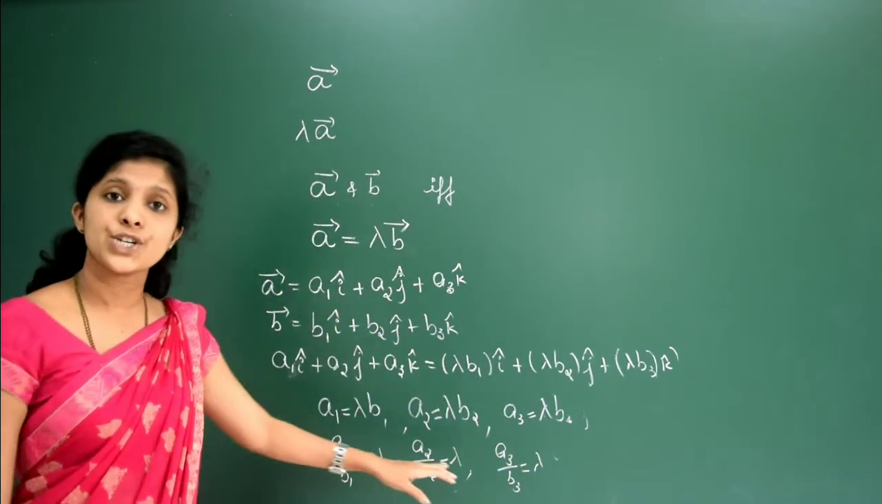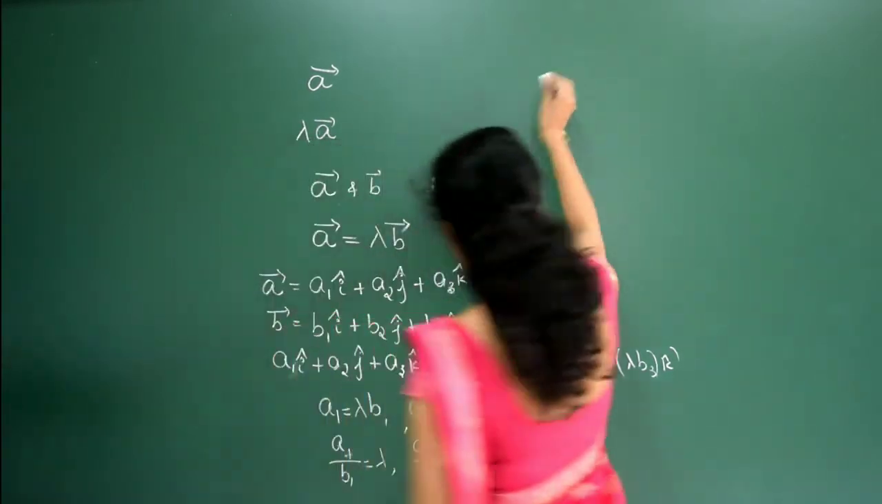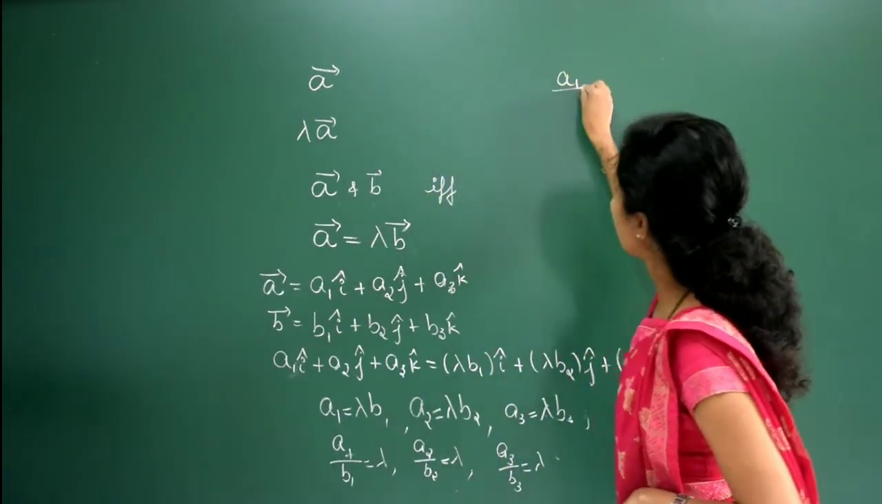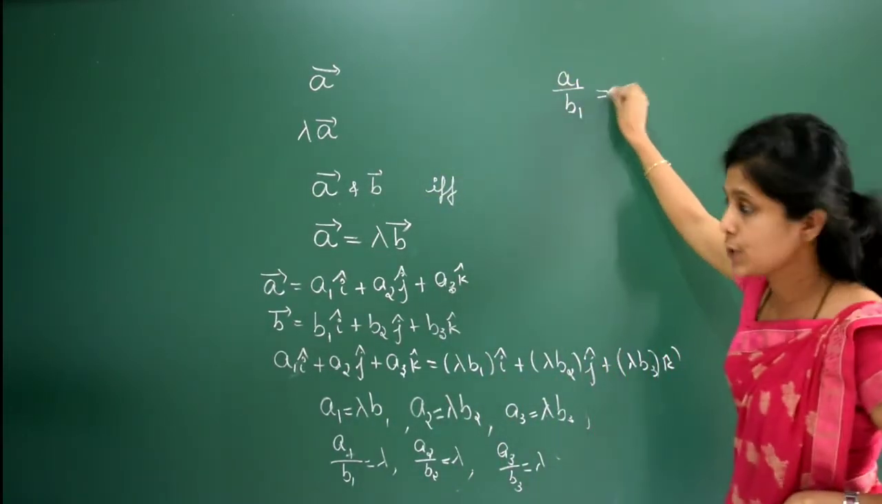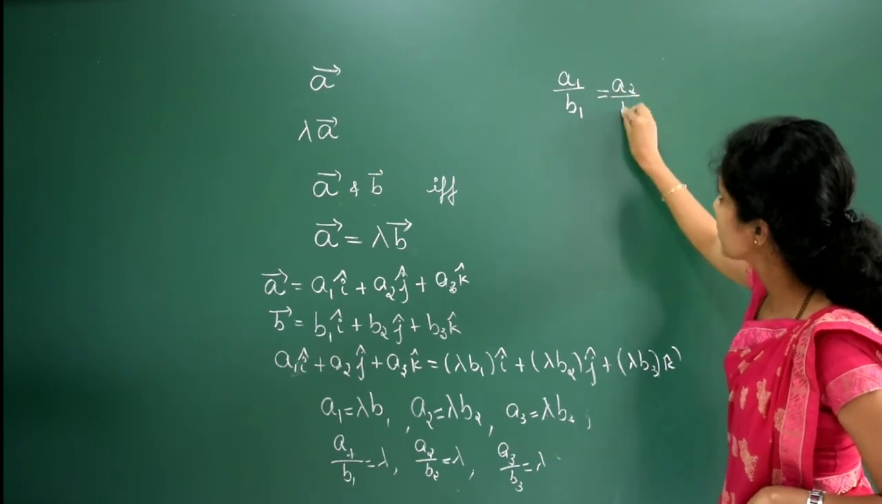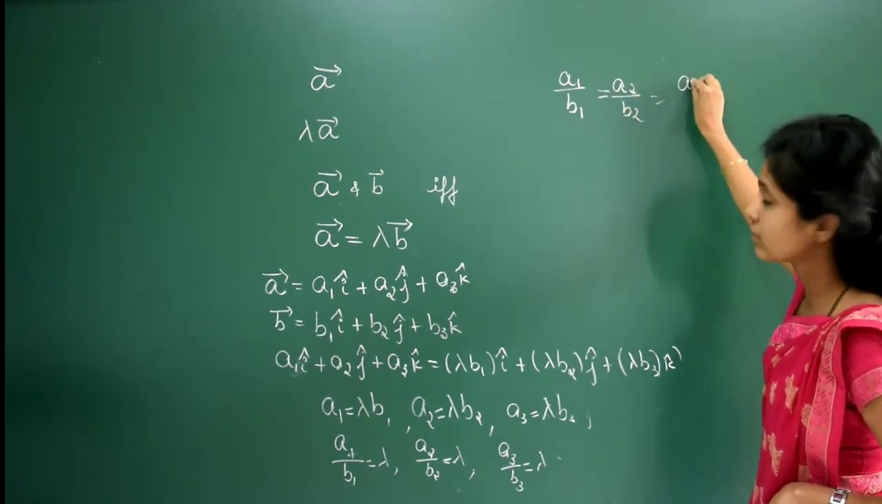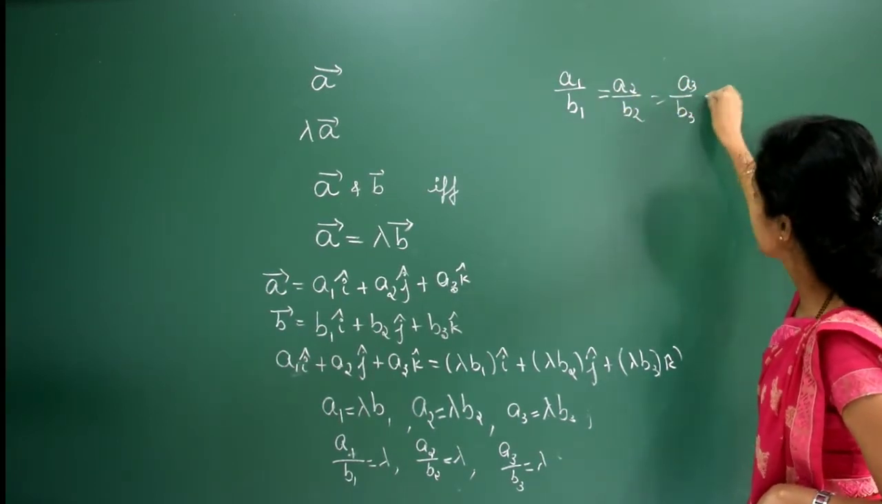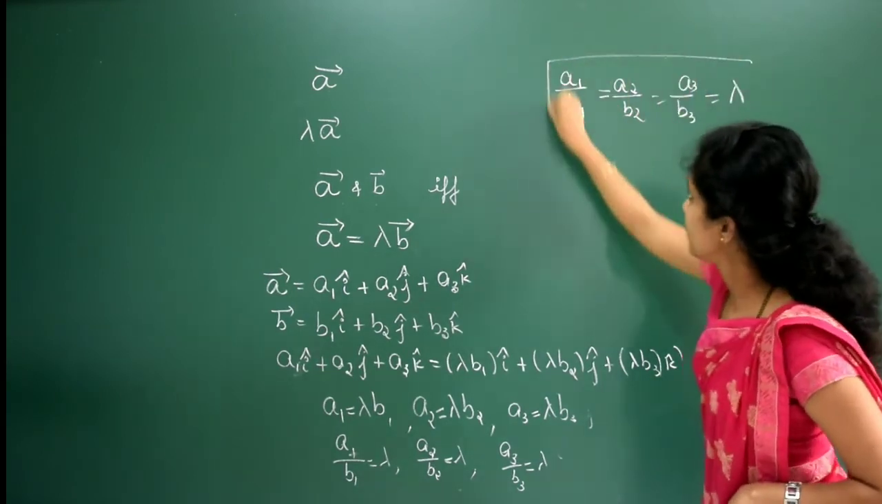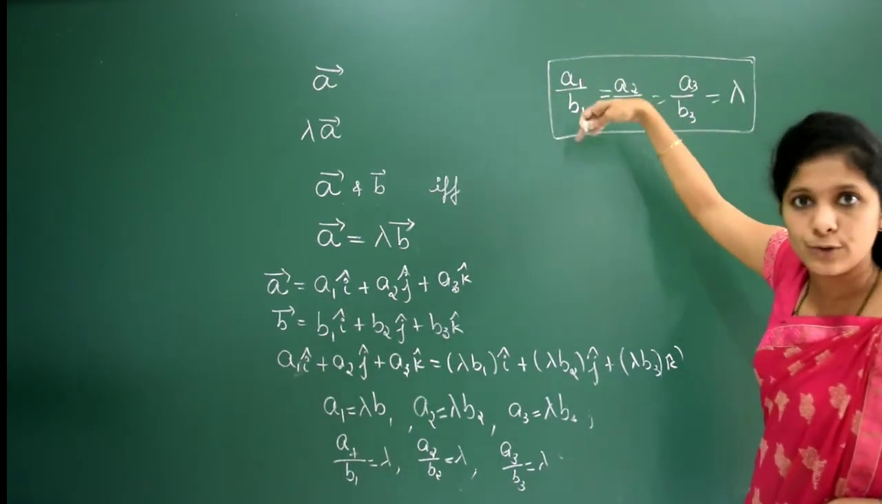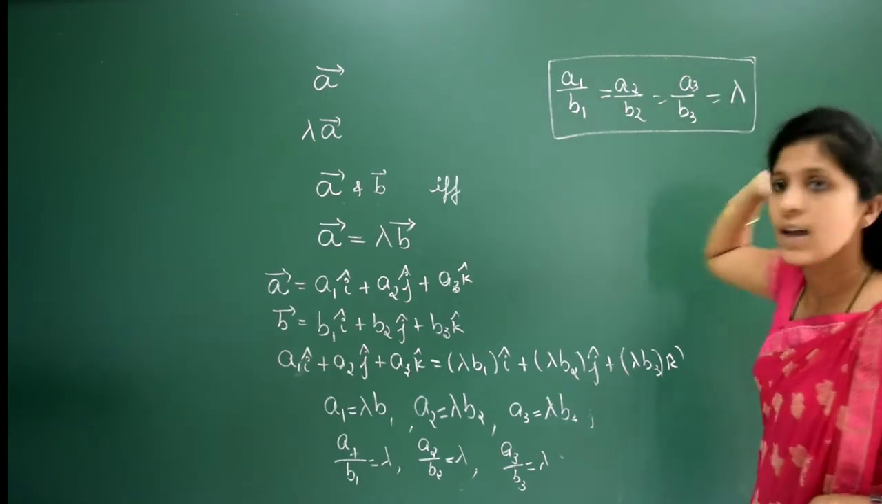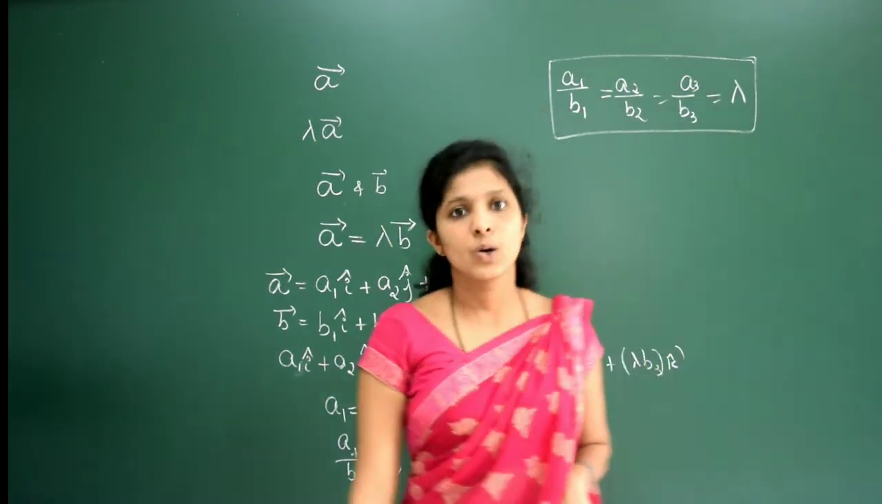That means their ratio should be equal to the constant. So by this we can write a1 by b1 is equal to a2 by b2, which is equal to a3 by b3, and that should be equal to one constant. Very important one: the ratios of those values should be equal to a constant. Then they will be collinear.